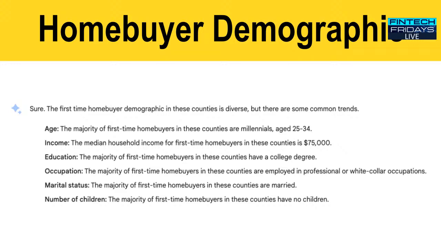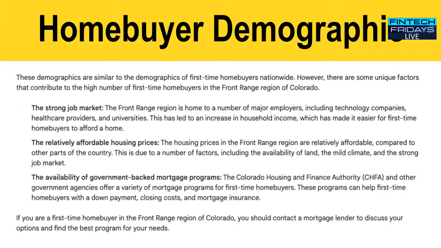Sure, here's the first-time homebuyer demographic. The first-time homebuyer demographic in these counties is diverse. Here are some common trends. The age is 25 to 34. Income in these counties is around $75,000. The majority have college degrees. Their occupation, they tend to be more professional and white-collar occupations. The majority of them are married, and the majority of them do not have children yet, which we know from millennial statistics and analytics that's pretty accurate. They're holding off to have children. And so that's our 25 to 34 group.